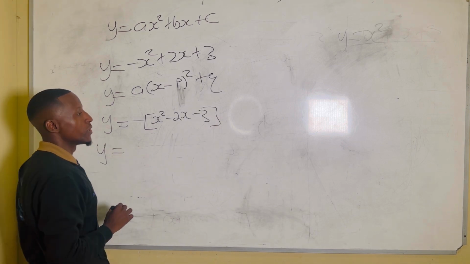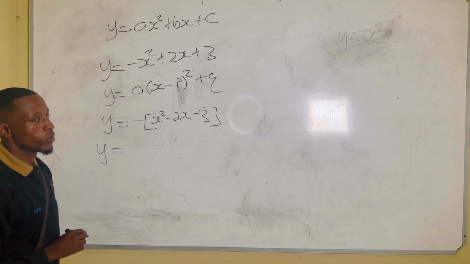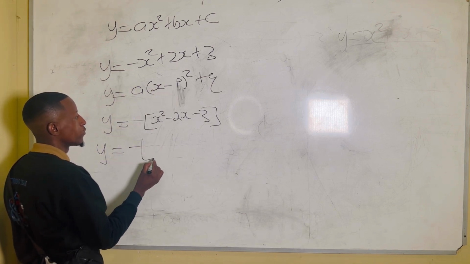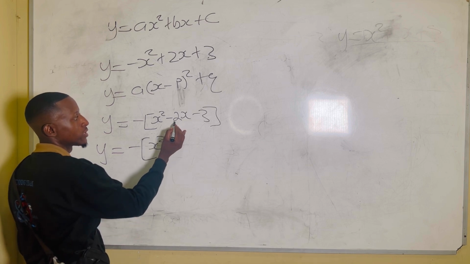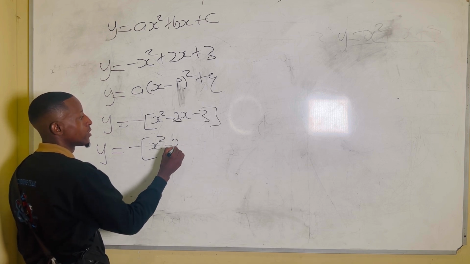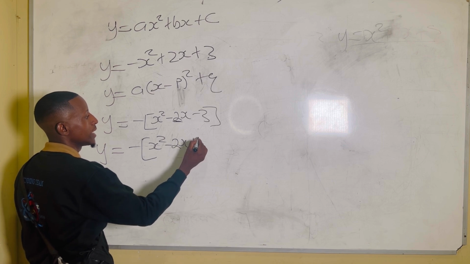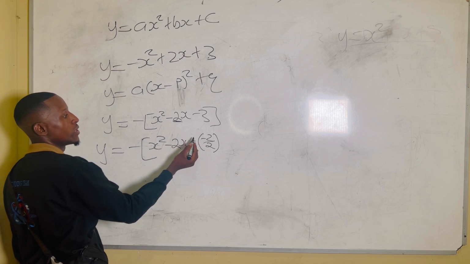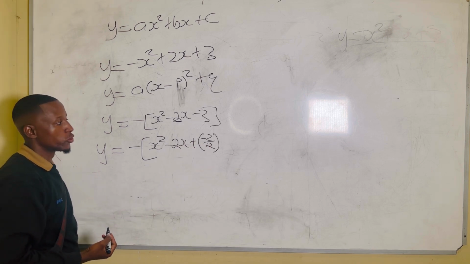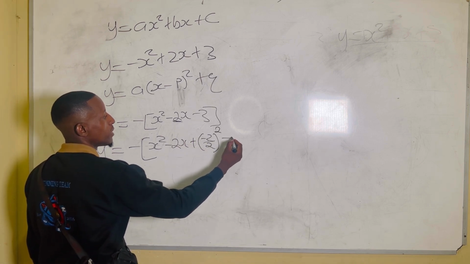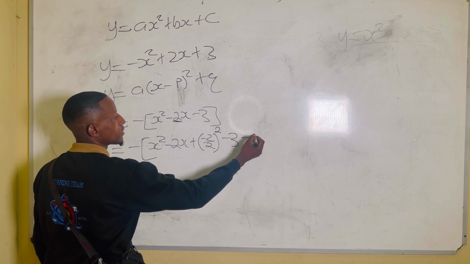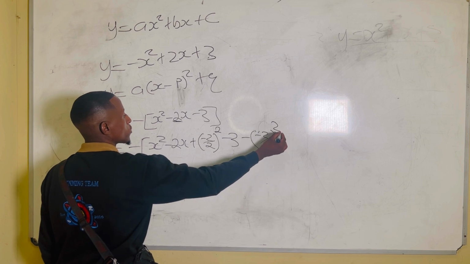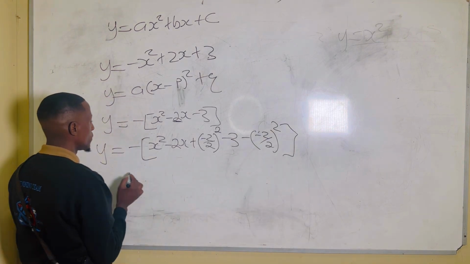So remember, if you are completing the square, you need to take the coefficient, halve it, square it, then subtract it. The coefficient of x is this one, so we're going to halve it. Halving it is dividing it by 2. This is the coefficient of x, we just divided by 2. Then square it, minus 3. Then subtract what you did here. It's going to be negative 2 all over 2, squared. So this is what we are having.